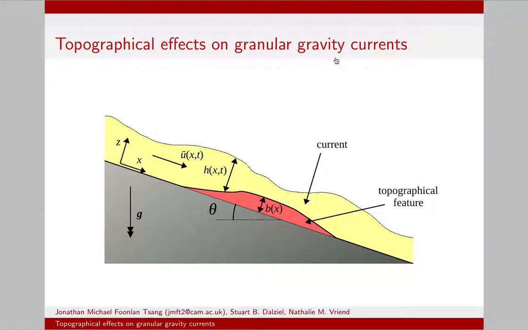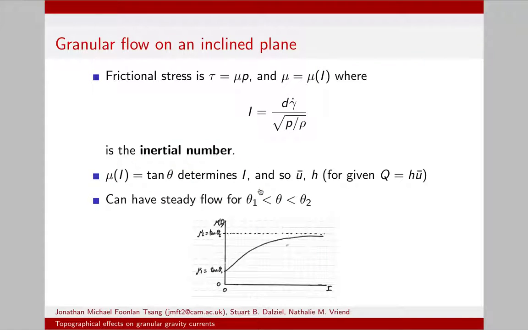Topographical effects on granular gravity currents. The sort of thing I'm going to consider in this talk is if you have a gravity current on an inclined surface, inclination theta, and you let it flow over a topographical feature, a bump, let's say, or a weir or a dam, which is described by z equals b. The current will have a depth-averaged velocity u bar, and it's going to have a depth h. Depth is the distance between the free surface and the bump.